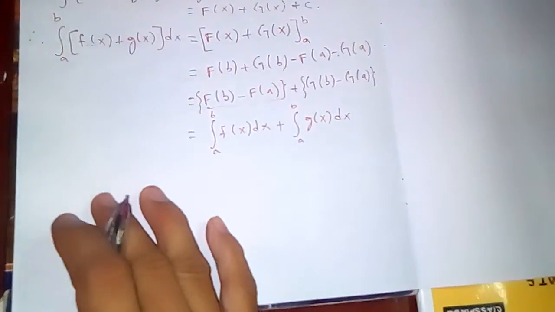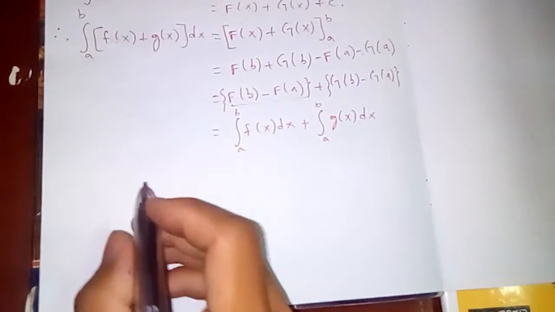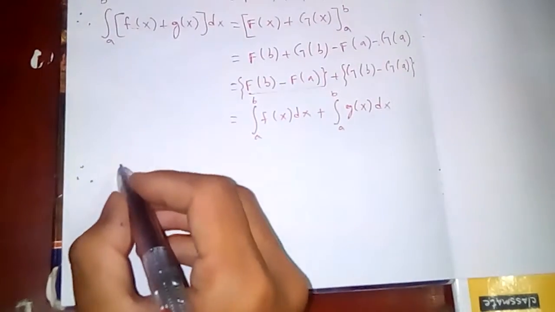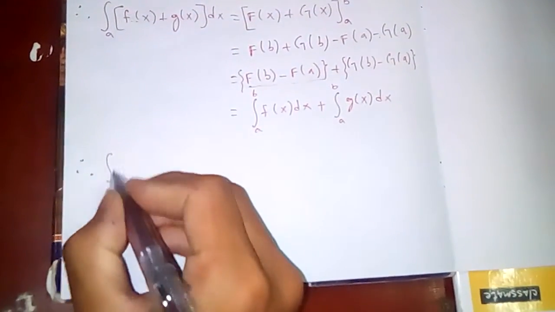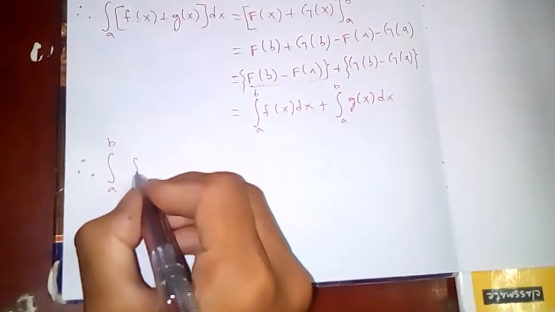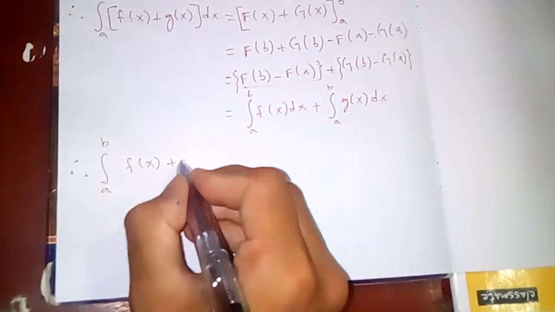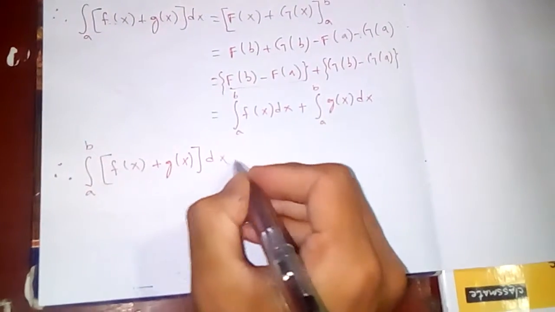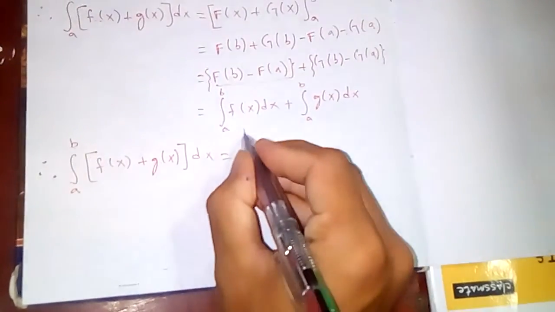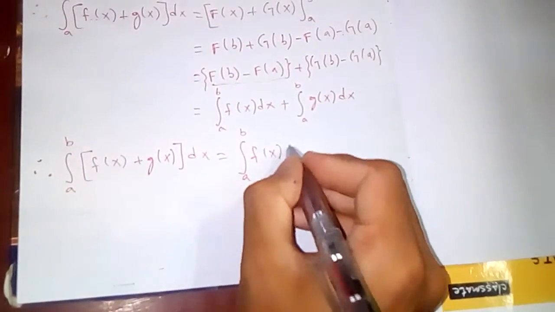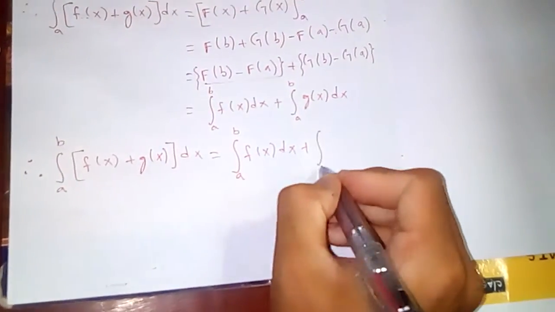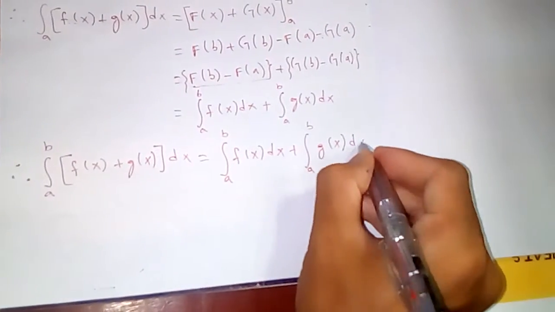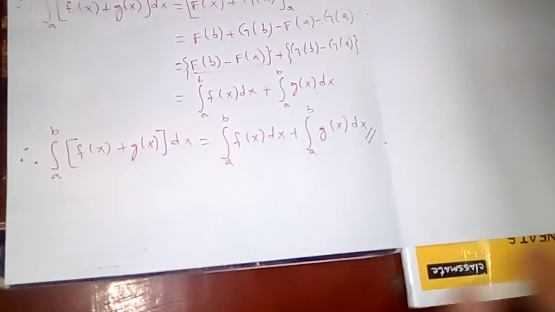That means our property 9 is true. So the integral from a to b of f of x plus g of x dx is nothing but the integral from a to b of f of x dx plus the integral from a to b of g of x dx. So that proves the property.